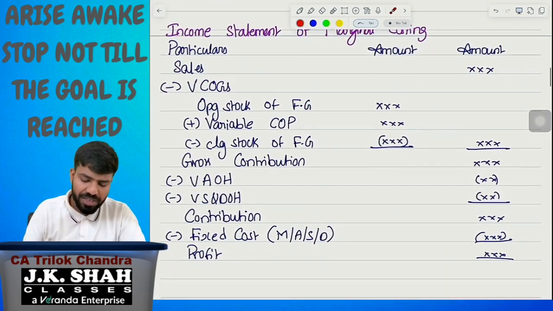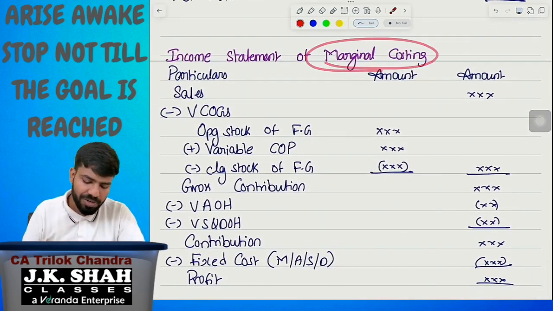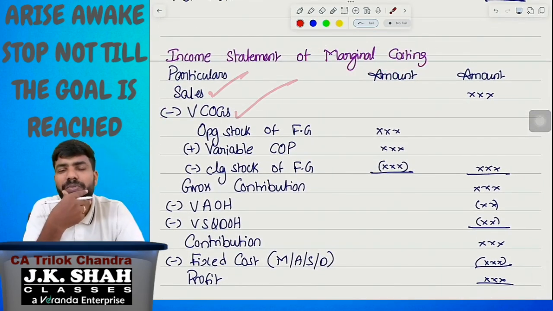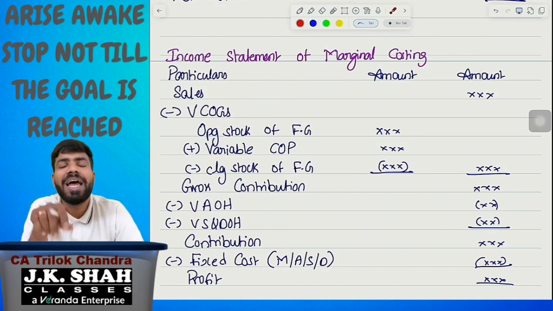When it comes to the marginal costing income statement, look at here. This is the marginal costing income statement. Sales minus variable cost of goods sold. I am not taking the total variable cost. I am taking variable manufacturing cost in the name of variable cost of goods sold.